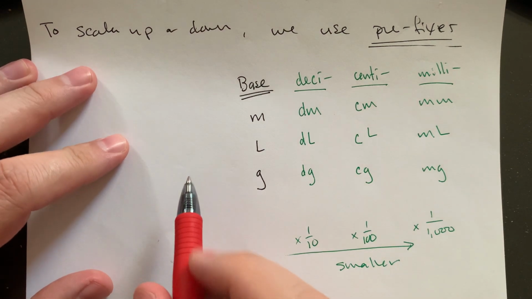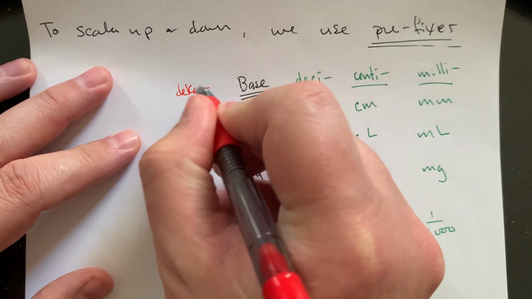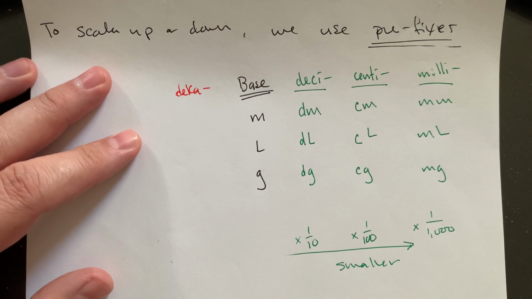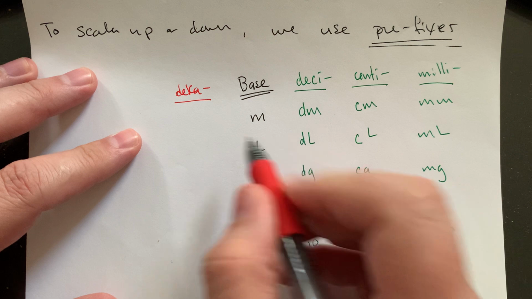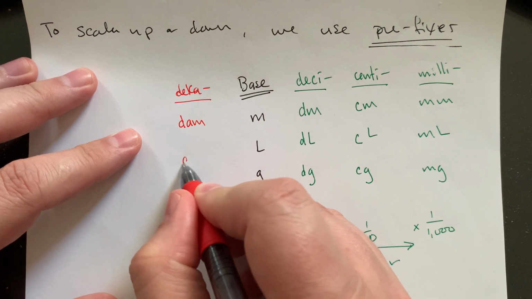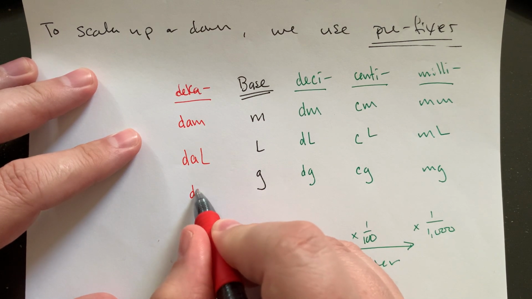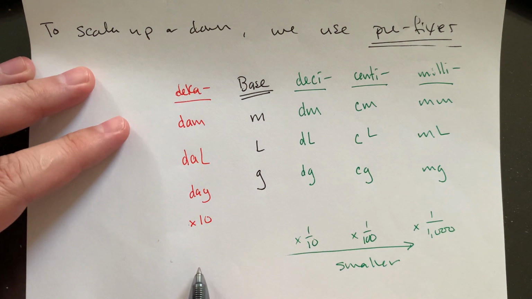So what's bigger than a meter? 10 times bigger is what we call a decameter. Not super different from deci, sad to say. We can't use D again because we have it. So what the book does is DA. So deca, so decameter, decaliter, decagram. So that's 10 times larger.